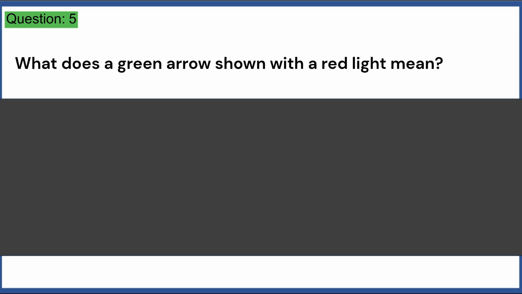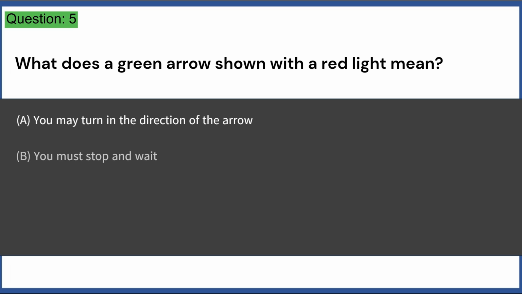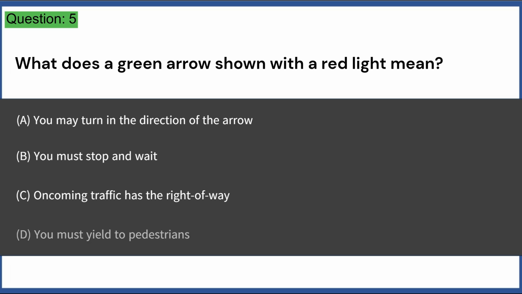What does a green arrow shown with a red light mean? A. You may turn in the direction of the arrow. B. You must stop and wait. C. Oncoming traffic has the right of way. D. You must yield to pedestrians. Answer: A. You may turn in the direction of the arrow.